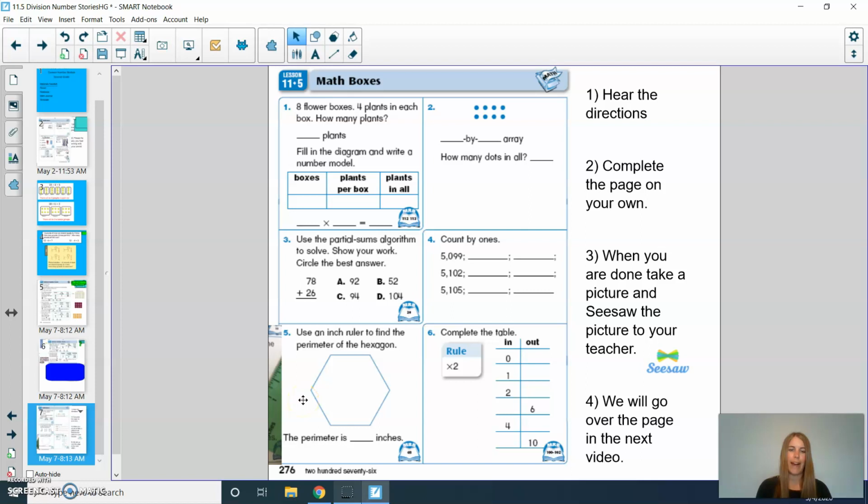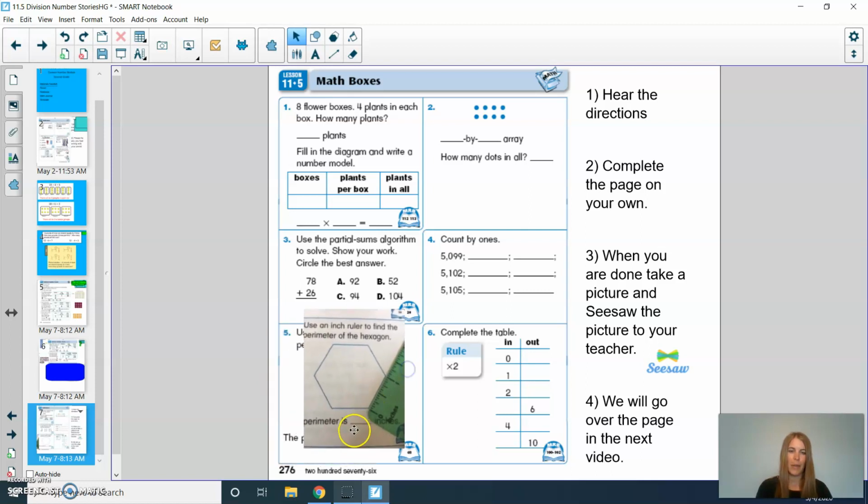For question number 5, use an inch ruler to find the perimeter of the hexagon. So if I line it up, notice how I have my 0 and my 1, so I know that this side is 1 inch. I want you to measure around the whole hexagon and then add up those sides to tell me what the perimeter is.